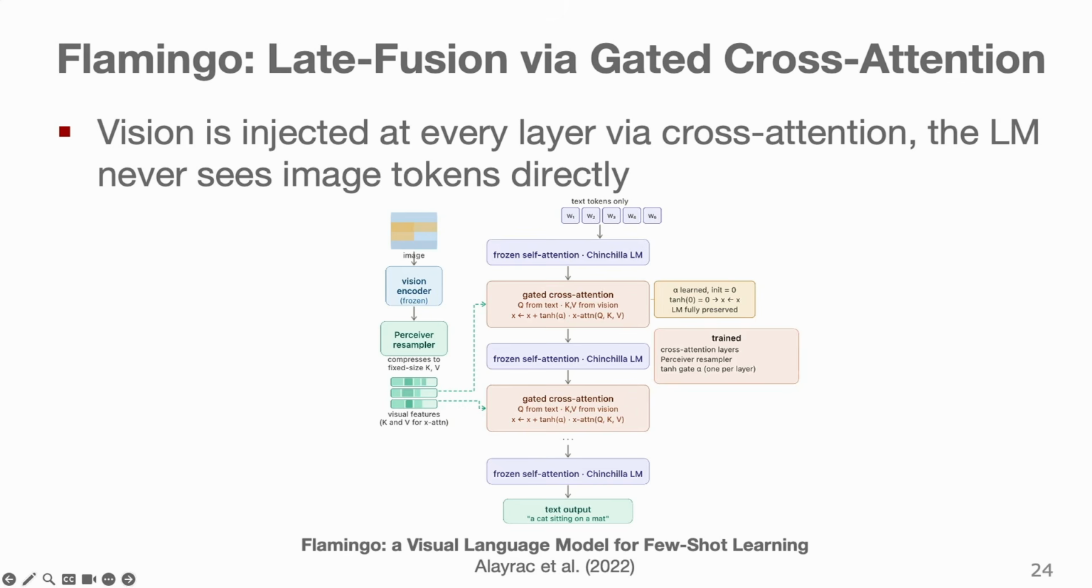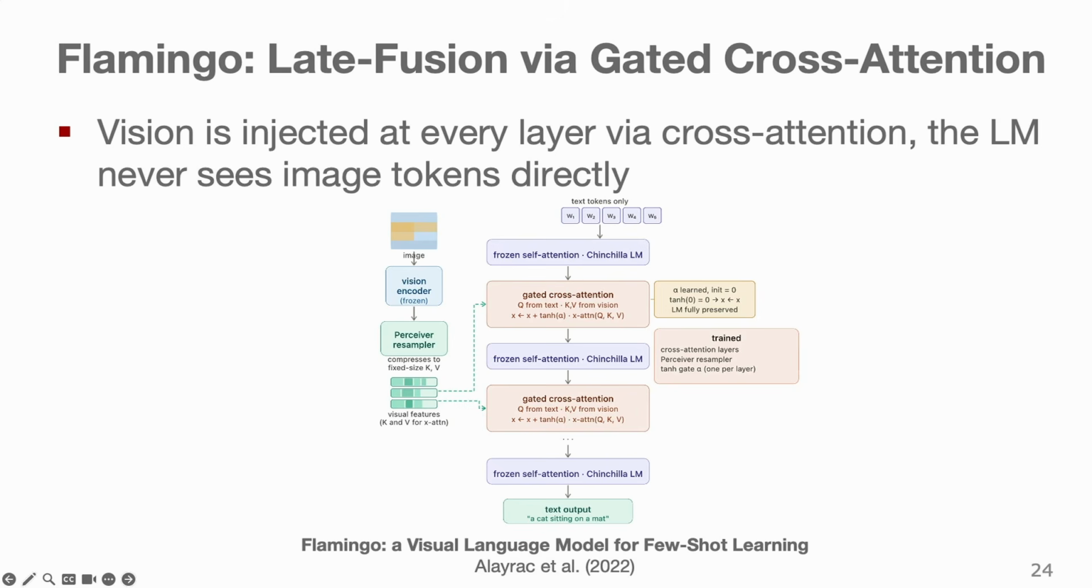And so concretely, what they proposed here is they keep the vision encoder frozen, and then they compress its output with a perceiver resampler into a fixed-size set of keys and values. And then at each layer of the LLM, there is a new cross-attention block inserted where the text tokens act as queries and attend to those visual keys and values.